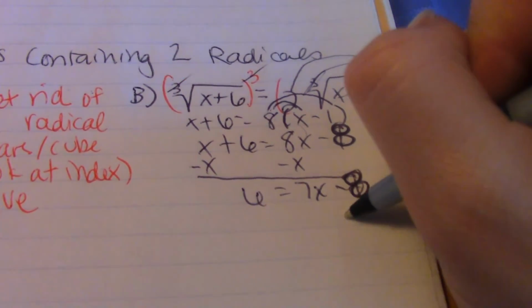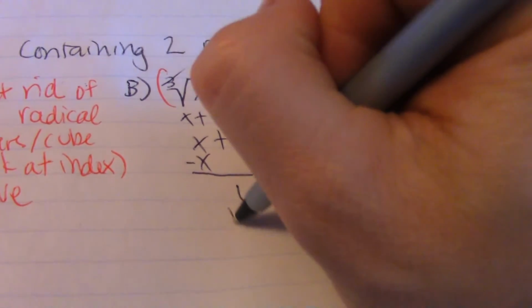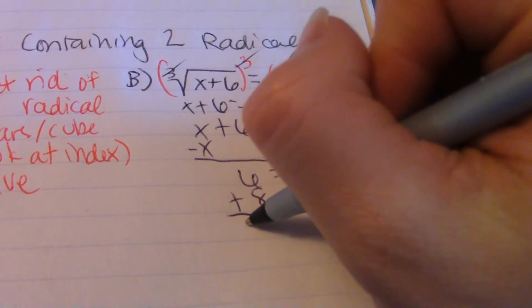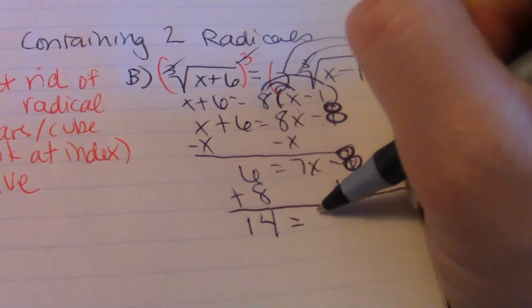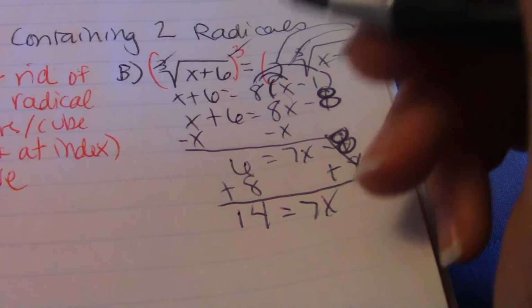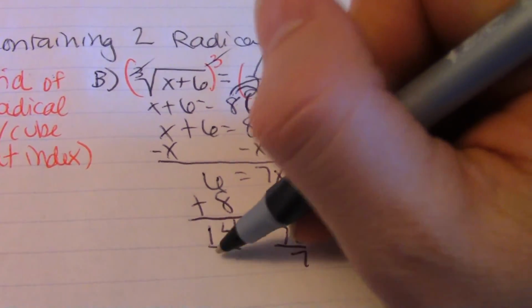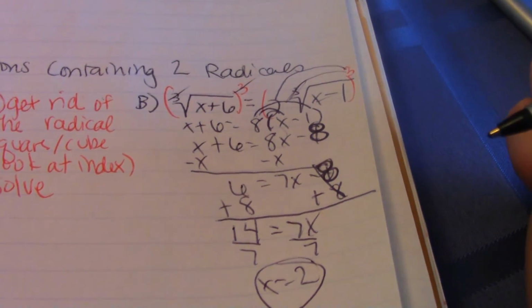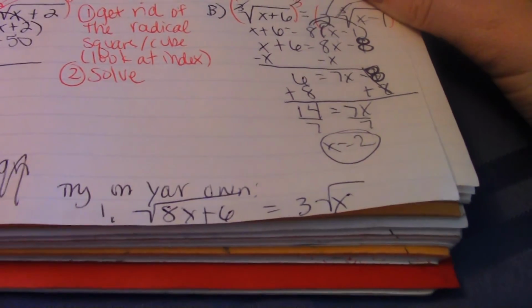So now when we move that 8, we have to add it. So 6 plus 8 is 14. Equals that 7x, and this one goes away. Divide by 7, and x equals 2. Try this one on your own.